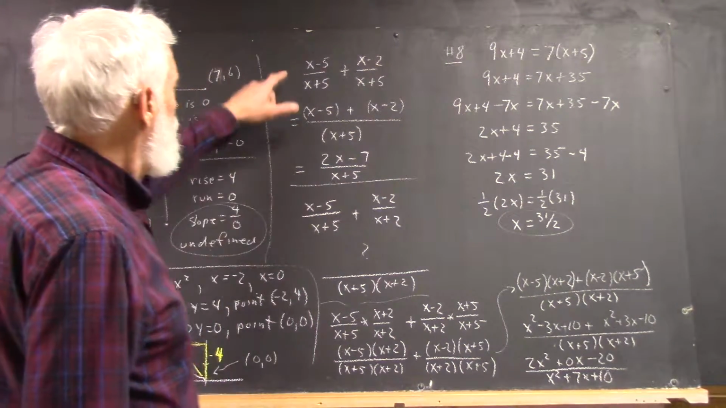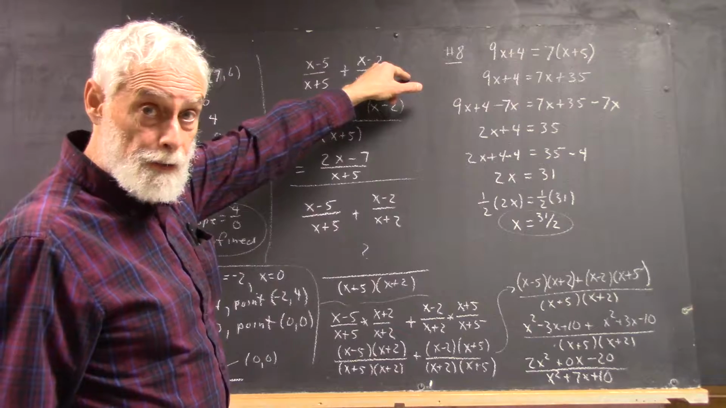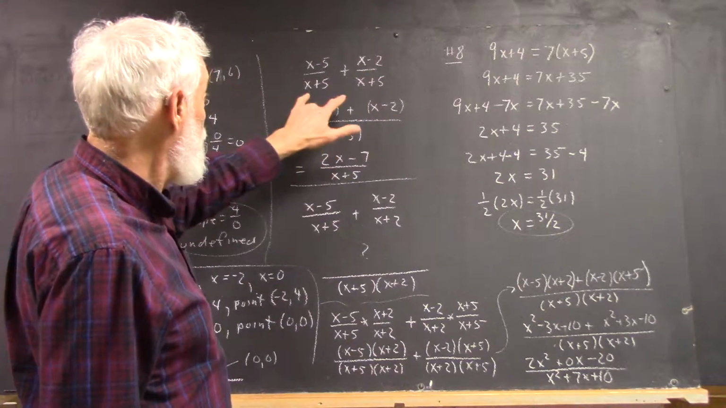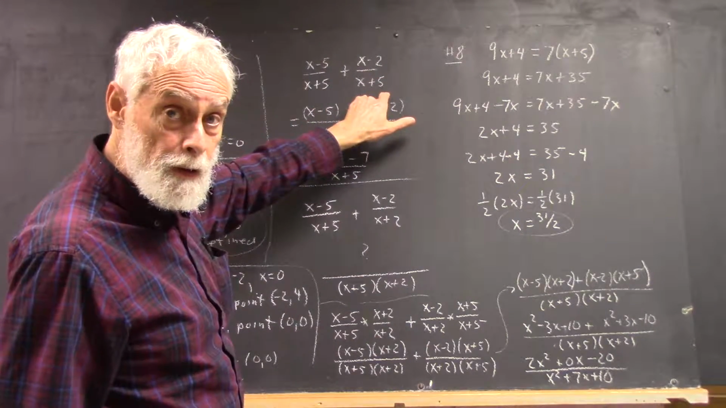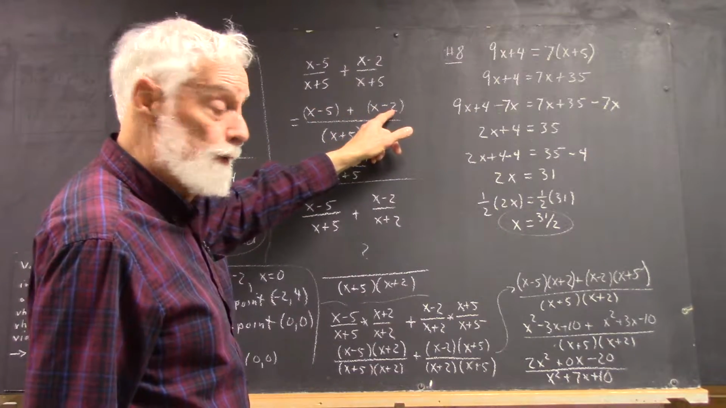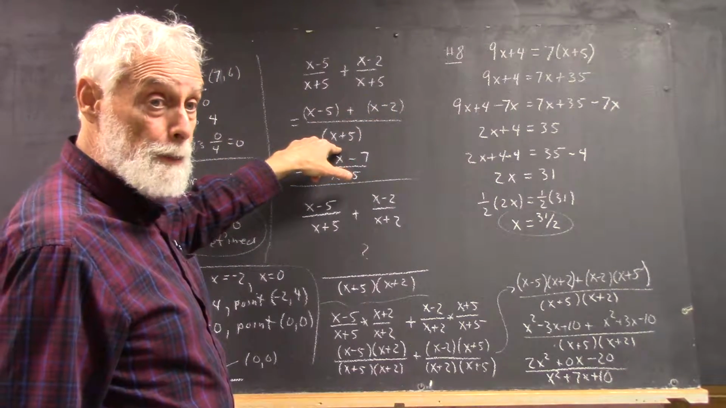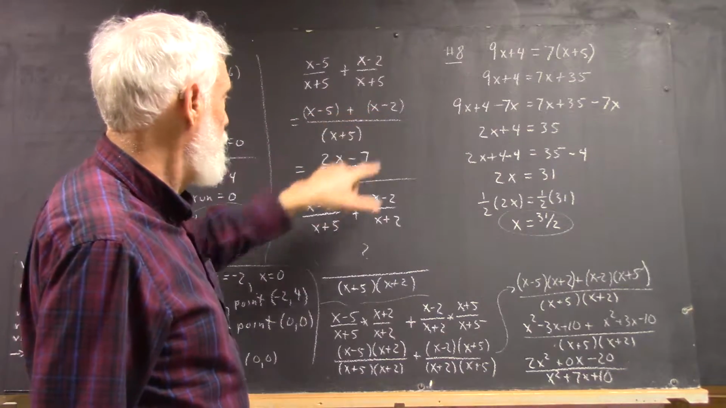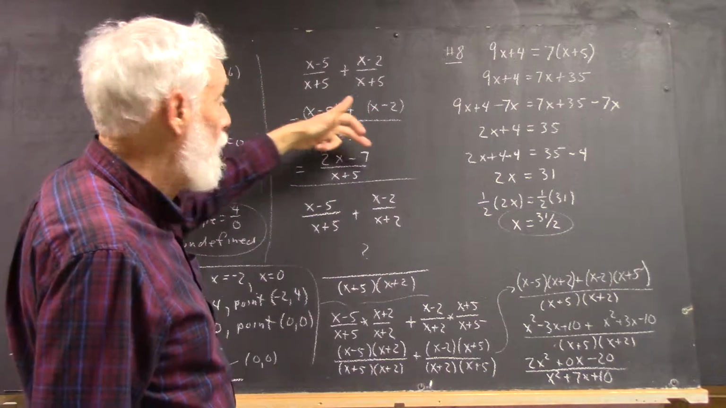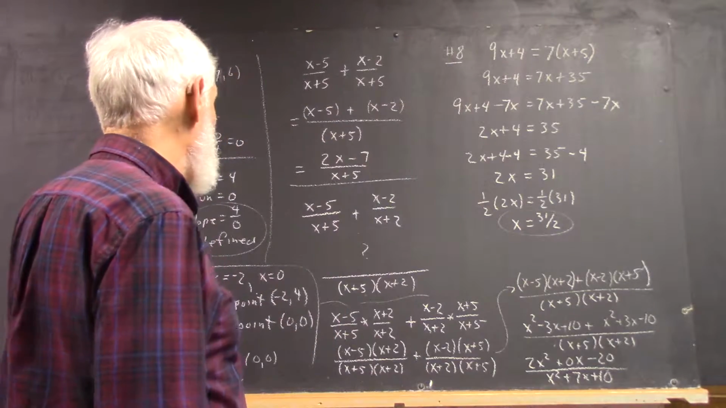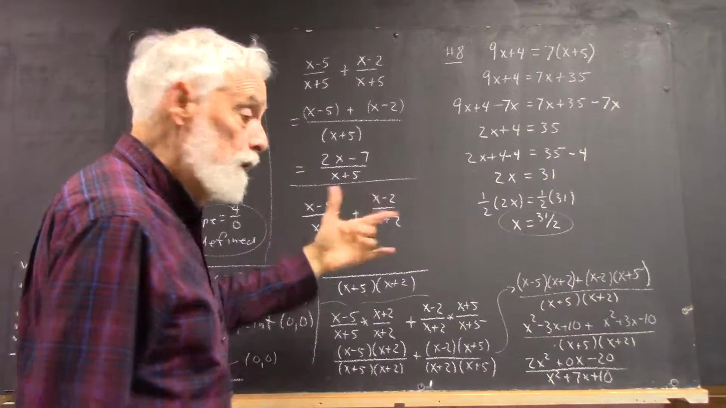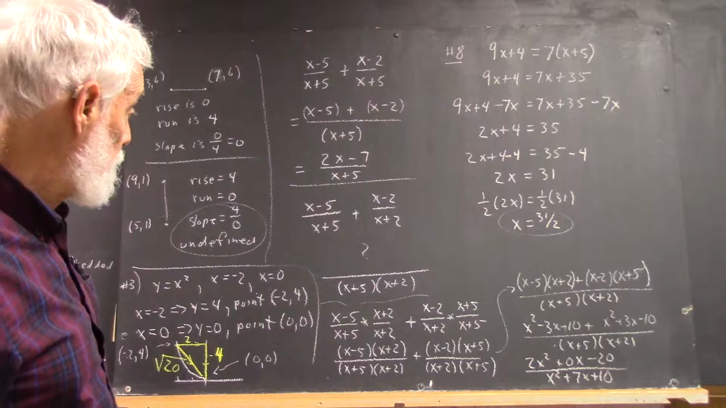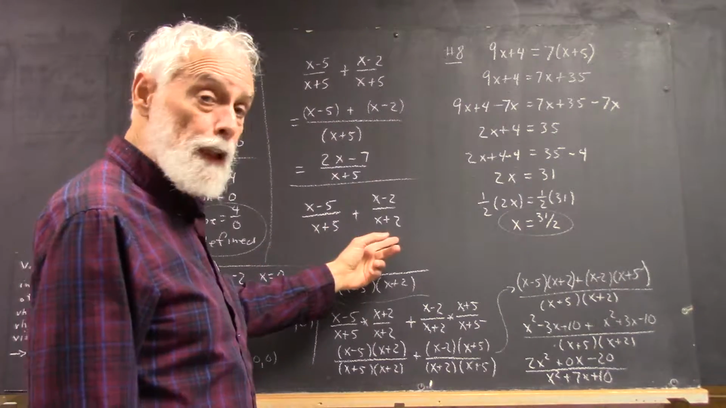We can add these two fractional expressions in the usual manner. They have the same denominator, so we just add the numerators and put that over the denominator. And when we add x minus 5 to x minus 2, of course, we get 2x minus 7. Now, let's try to add two similar looking fractions, but with different denominators.